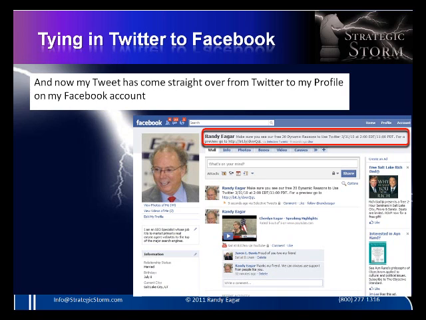And not only should your social media be synced together, but your social media should be tied together with your website as well. And here's an idea of how you can do this easily and inexpensively.